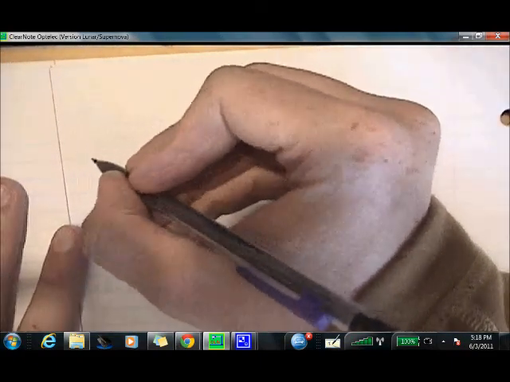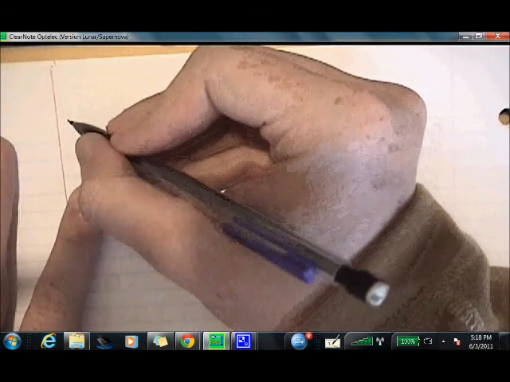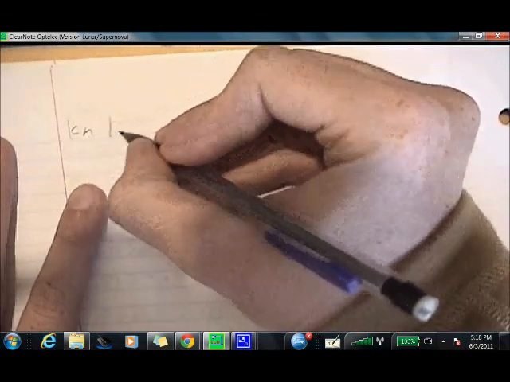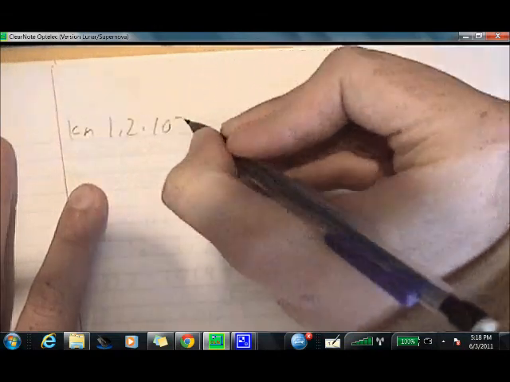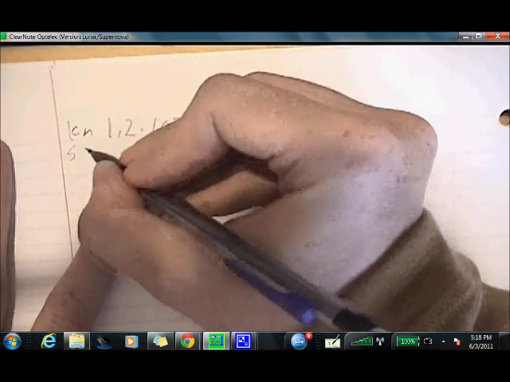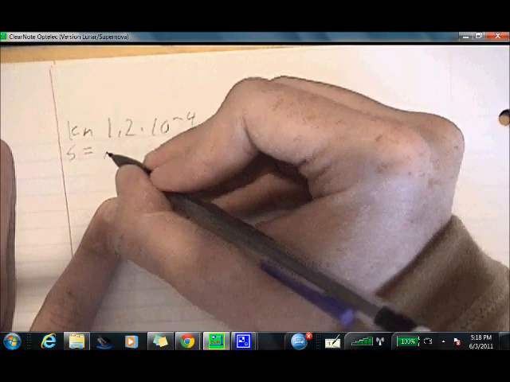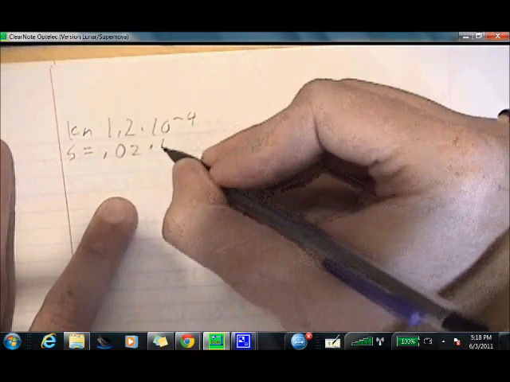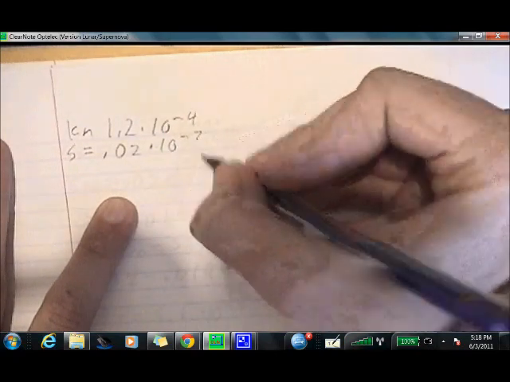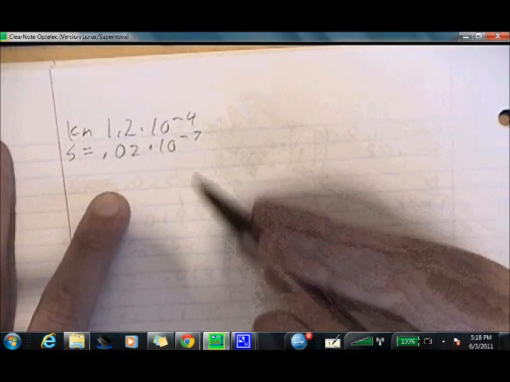So what would happen if now our Km is going to equal 1.2 times 10 to the negative fourth, and our S was equal to 0.02 times 10 to the negative seventh. Let's just say it's really, really small, right? So yeah, I'm skipping over the answers for the rest of them. Hopefully you can figure it out for yourself.